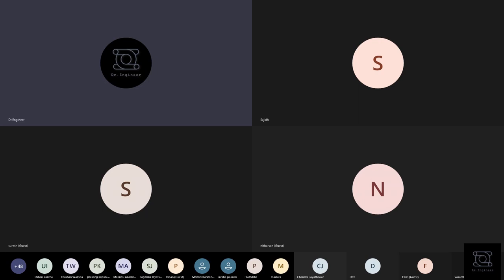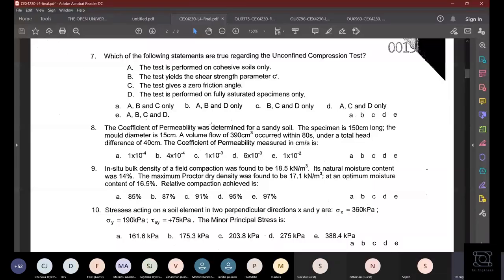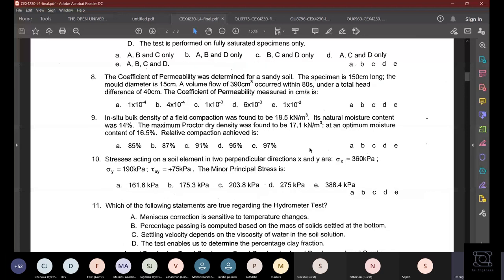The in situ bulk density of a field compaction was found to be 18.5. Its natural moisture content is 14. The maximum dry density was found to be 17.5 at an optimum moisture content of 16.5. Find the relative compaction achieved. They have given the maximum dry density from the laboratory test, so you know that part. The only part we have to calculate is the field dry density.